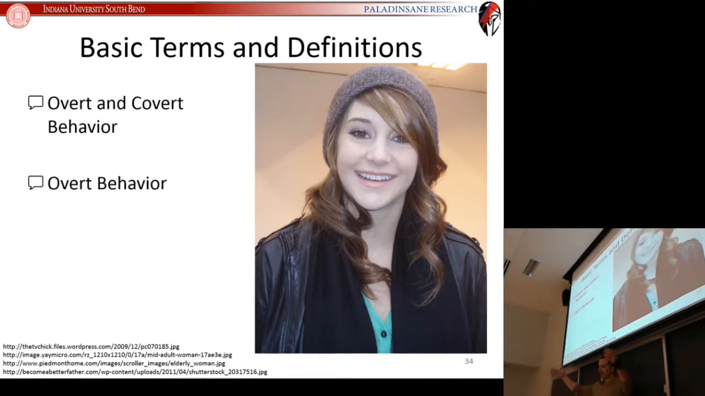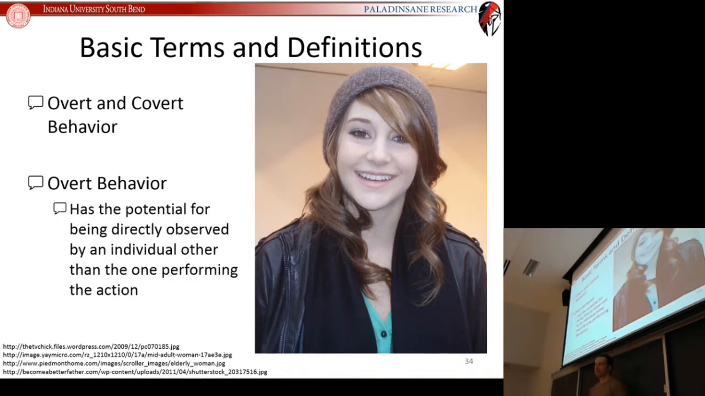First, we'll deal with the simpler one, overt behavior. An overt behavior is any behavior, any action, that has the potential of being directly observed by any individual other than the one that is performing the action. And that potential is the key thing to remember here. So an overt behavior isn't a behavior that is observed. It's any behavior that has the potential to be observed.